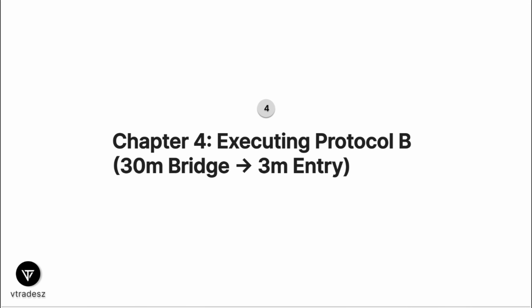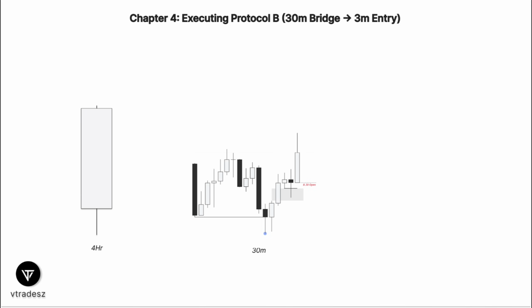Sometimes the 1-hour chart is too slow. If you are trading during a high volatility window, waiting for an hourly close might make you miss the entire move. This is where we use the precision bridge. The logic is identical, but the speed increases. The 4-hour opens and protracts. You drop to the 30-minute chart. You are watching for that 30-minute swing point, a candle that manipulates a low, and then closes bullish, respecting the structure.